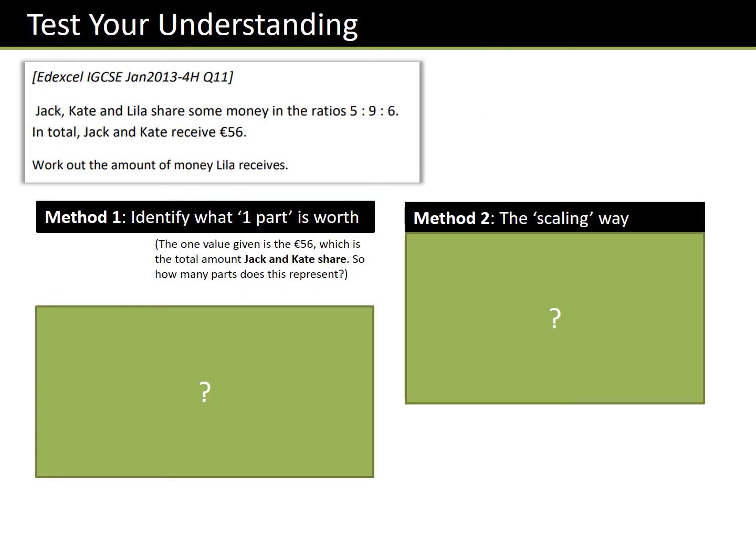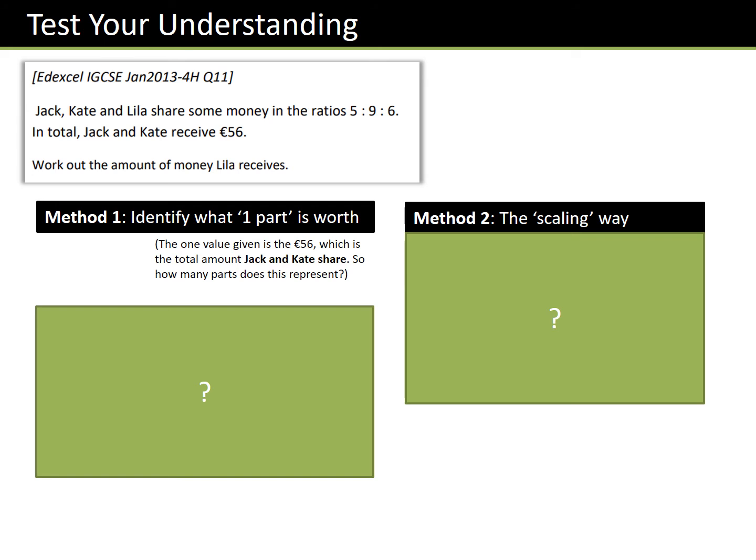So this is a GCSE question from an IGCSE, which is the International GCSEs, from 2013. Jack, Kate and Lila share some money in the ratio 5 to 9 to 6. In total, Jack and Kate receive €56. Work out the amount of money Lila receives.